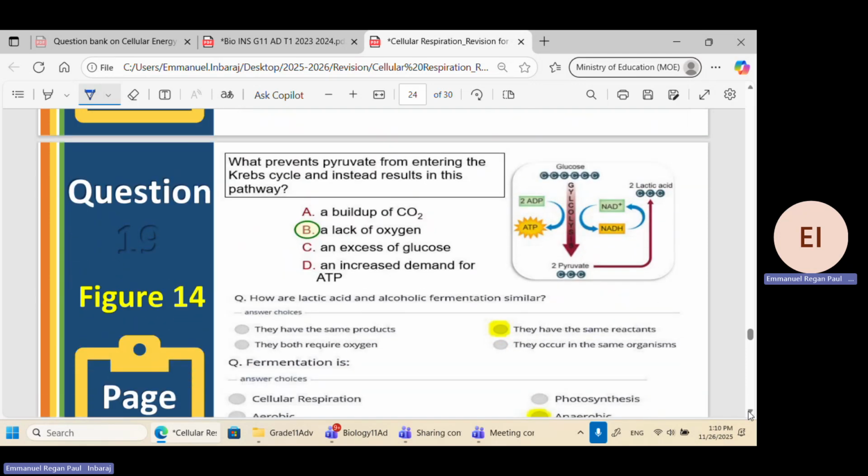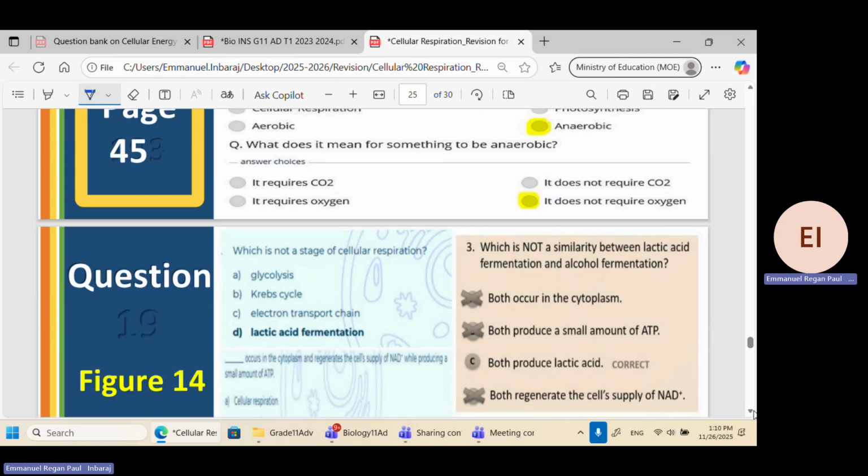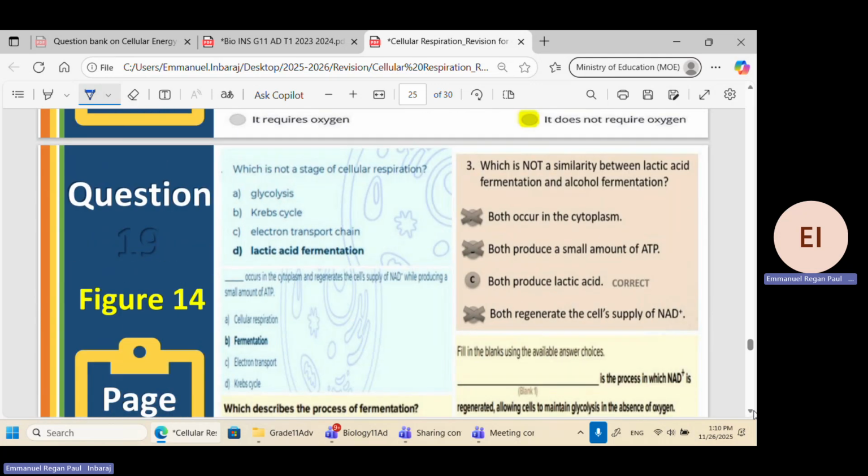When the pyruvate, what prevents pyruvate from entering the Krebs cycle? Why is the pyruvate not entering the Krebs cycle? Why are they forming lactic acid? It's because of the lack of oxygen. They become anaerobic. When they become anaerobic, they will not enter the Krebs cycle. Instead, they will form lactic acid and alcohol. Let's go down.